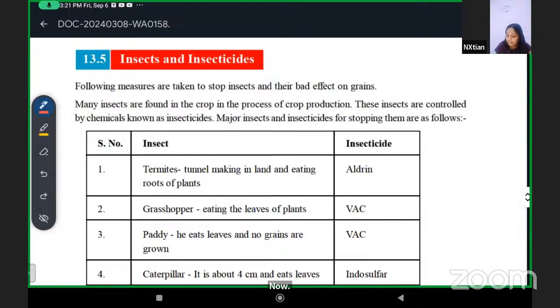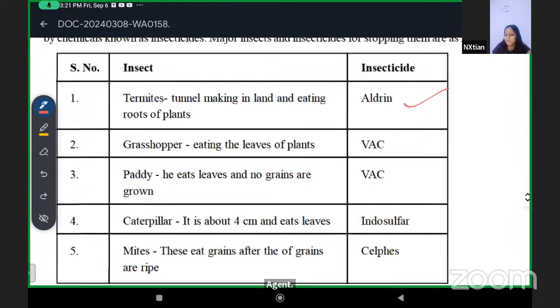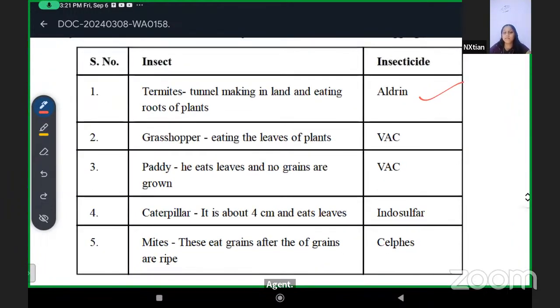Termites are insects that make tunnels in the land and eat the roots of plants. They go in and eat the roots of the plants. The insecticide named aldrin is used to keep them away.